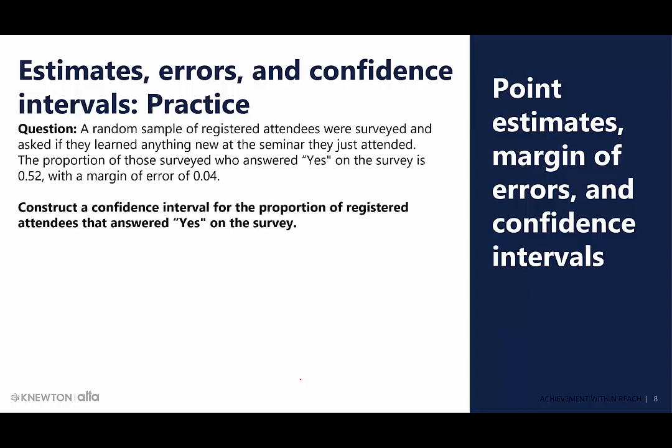So we have a random sample of registered attendees who were surveyed and asked if they learned anything new at the seminar they just attended. The proportion of those surveyed who answered yes on the survey is 0.52. We have a margin of error of 0.04. Construct a confidence interval for the proportion of registered attendees that answered yes on the survey.